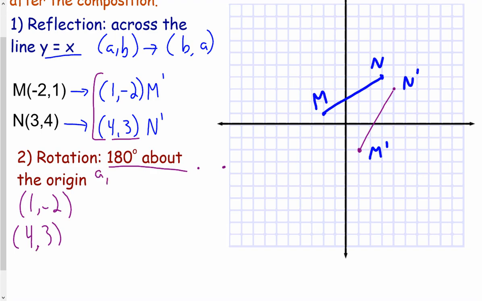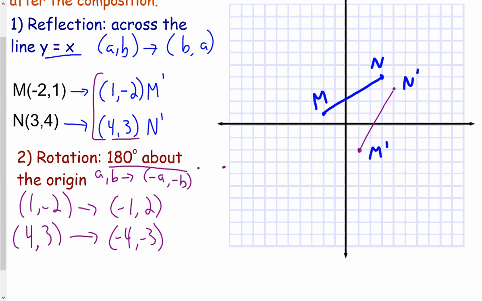180 degrees is like going from A, B to minus A, minus B. It's the same thing as if we multiply both numbers by -1. So we're just flipping our sign. So 1, -2 is going to flip to -1, 2. And 4, 3 is going to flip to -4, -3. And again, it sounds like a flip, but it's a rotate.